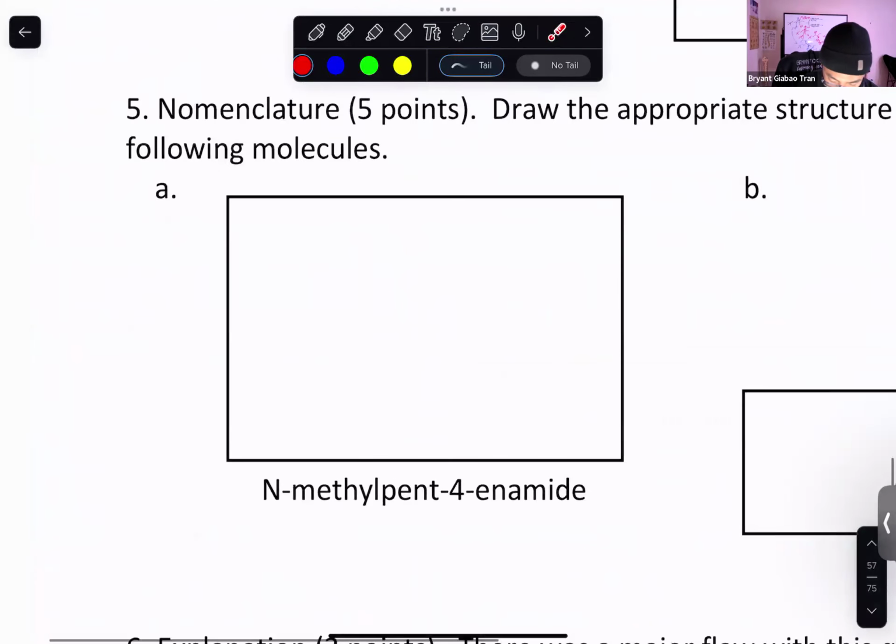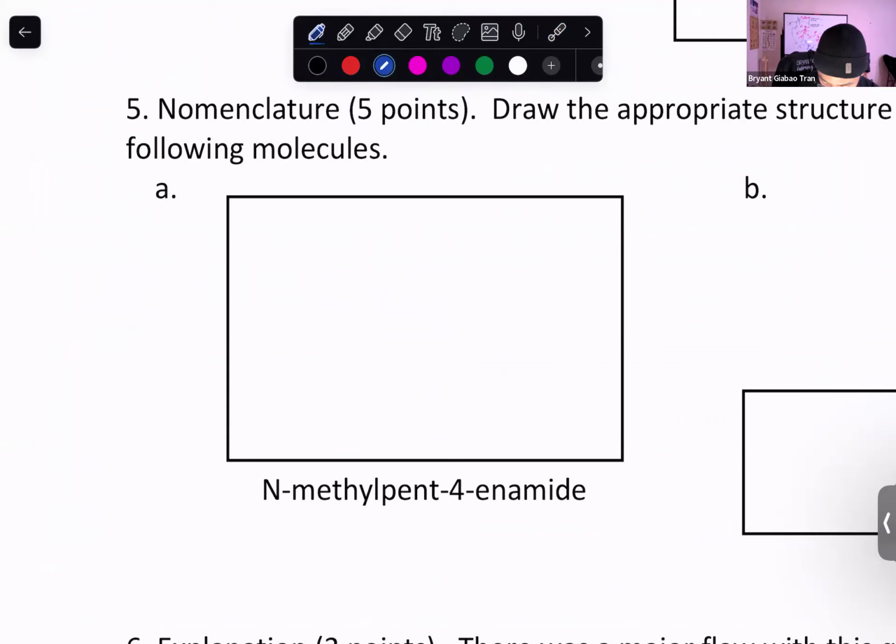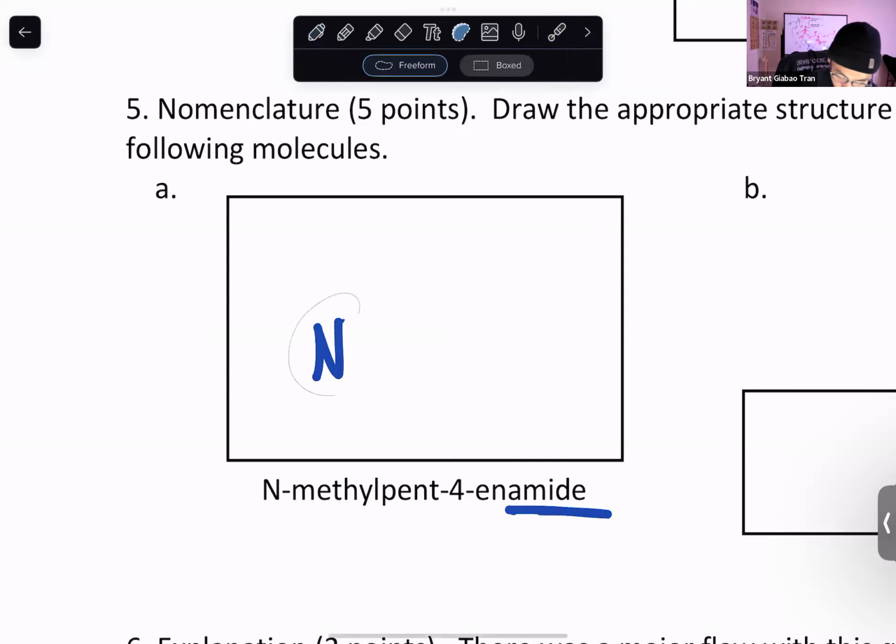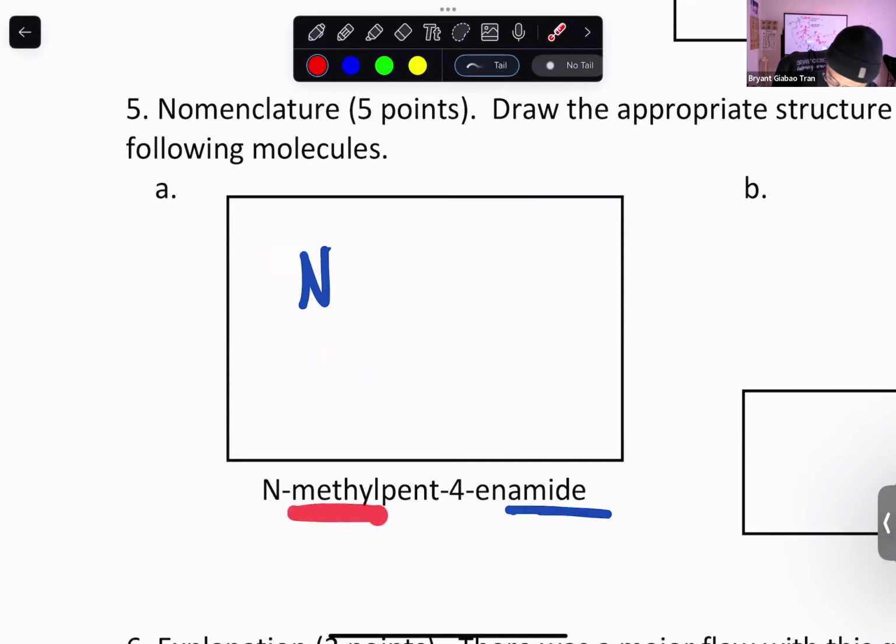So in this nomenclature problem right here, we have amide as the suffix. So that means that we know we have an amide somewhere, right? When you see a big capital N attached to something, then that something is the R group of that N, right? So I'm just going to draw that N out, which is going to represent the N of the amide. This N right here, the nitrogen, is attached to a methyl group, which is a CH3 group, right? So you could draw it out like that, representing that this is the CH3.